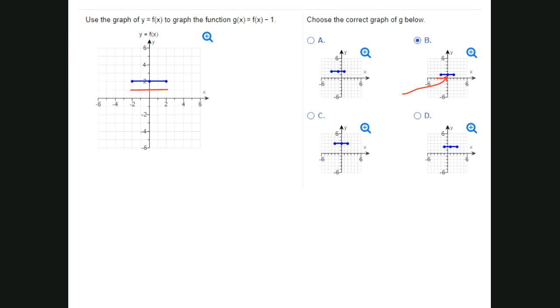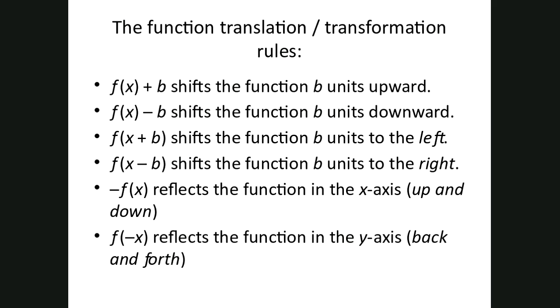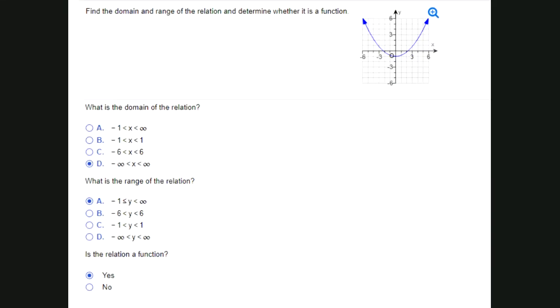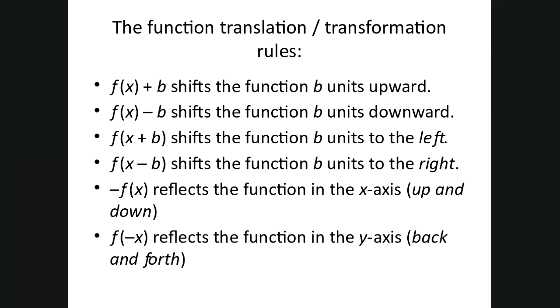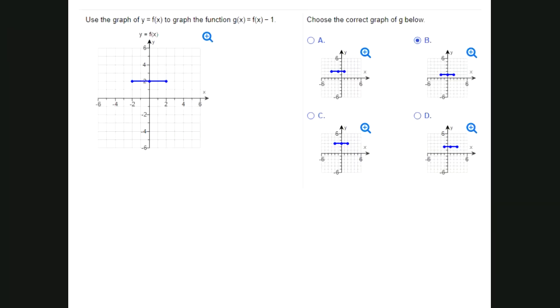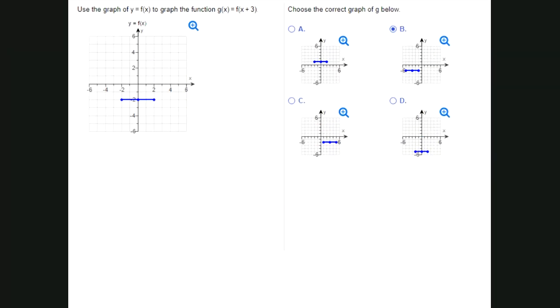All right, let's try this again. Let's flip back really quick to our rules. We did one of these. What do you suspect the next problem will be? One of these. Okay, so remember plus is left and minus is right. And the common temptation is, in fact, to think that f of x plus 3 moves it to the right by 3 because plus 3 is to the right. But the left-right shifting is backward from what you might have expected. Adding moves you to the left, subtracting moves you to the right.